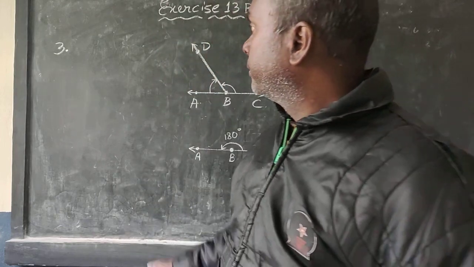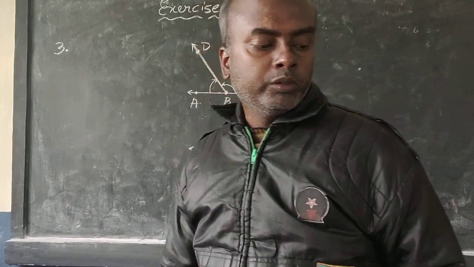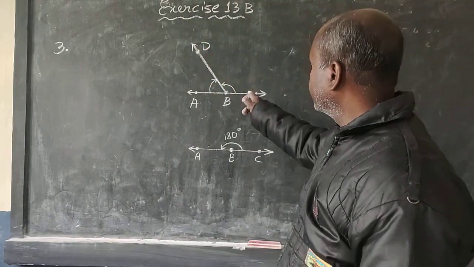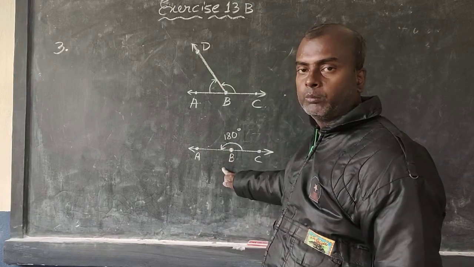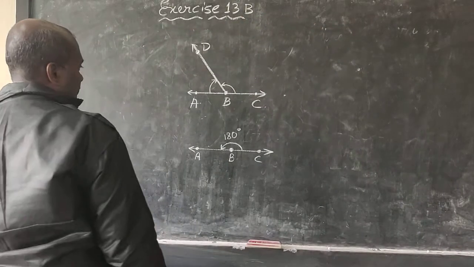So what I did previously was question number 2. Now question number 3 we are doing, page number 238. You have a diagram like this here. This one I have drawn. I will explain why I have drawn this. This is the diagram of the question.